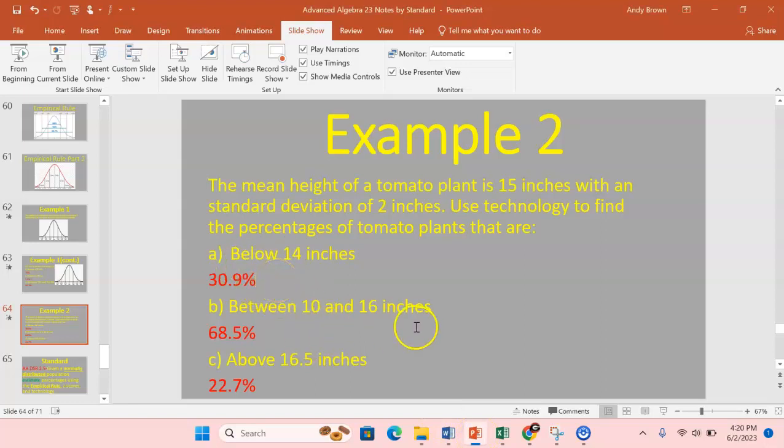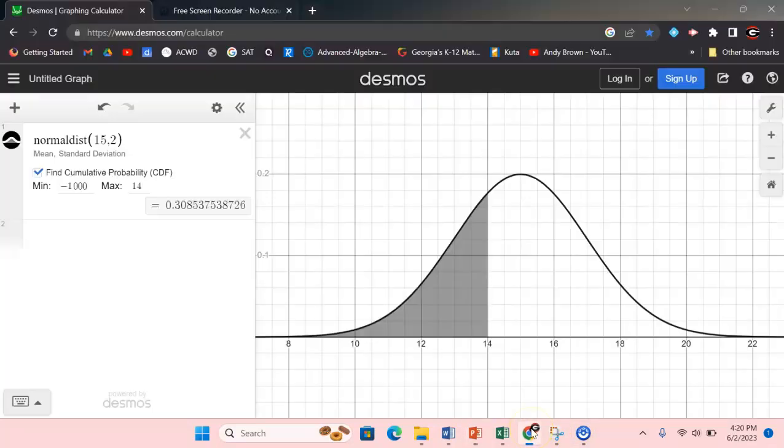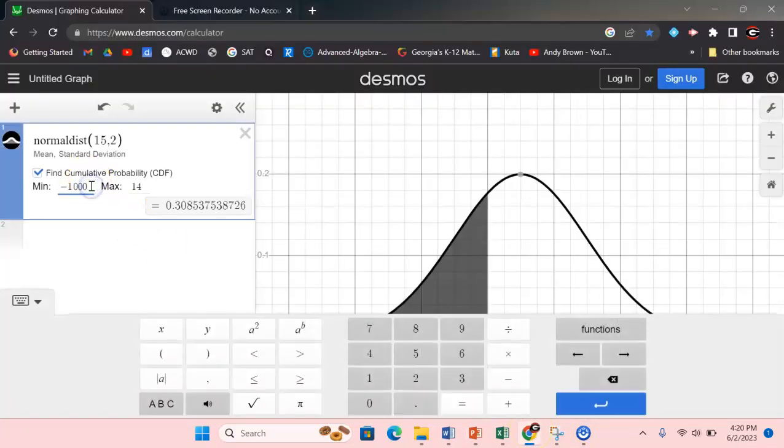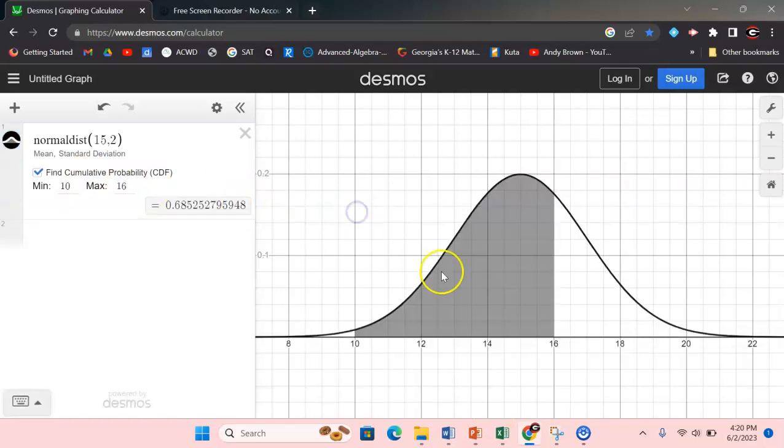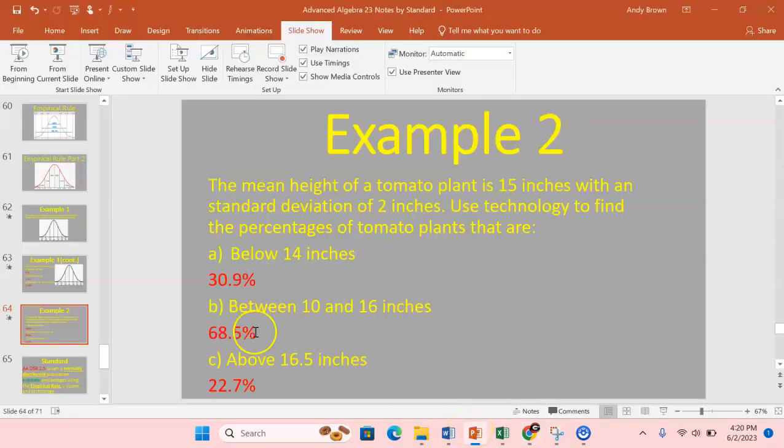Okay, between 10 and 16 inches, I'm going to say the min to 10. The max to 16. This is a good opportunity to remind you of what a density function does. The fraction under the curve is our answer. So the fraction that's shaded in, not this part here or this part here, but the fraction that's shaded in is roughly 68.5%. So 68.5% of our tomato plants are between 10 and 16 inches. And you can see that here.